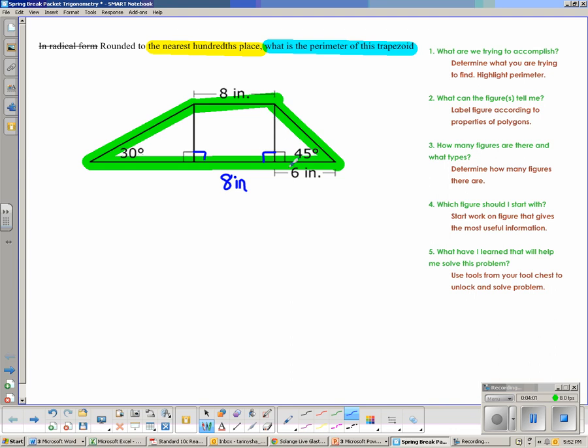So moving forward, step 3, how many figures are there and what types? We discussed that already. There are 2 right triangles, not congruent, and there's also a rectangle. Okay, which figure should I start with? You're going to start working on the figure that gives you the most useful information. I'm looking over here, a 30 and a 90. I could figure out that this was 60, but that still wouldn't help me with the perimeter, because that's an angle, and I want to know the length of these outside segments. Okay, I'm looking at the rectangle here.